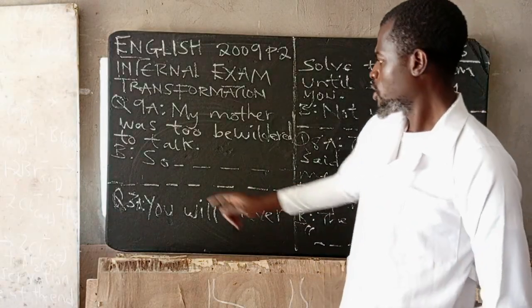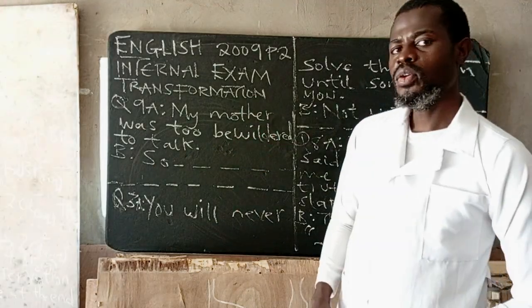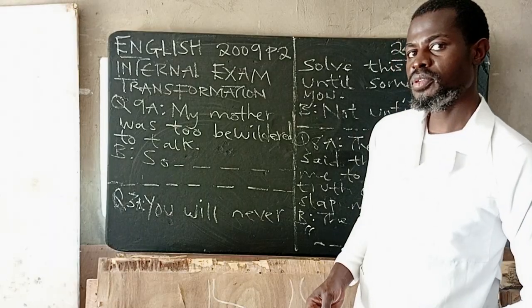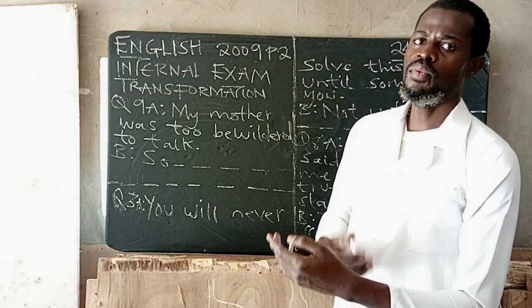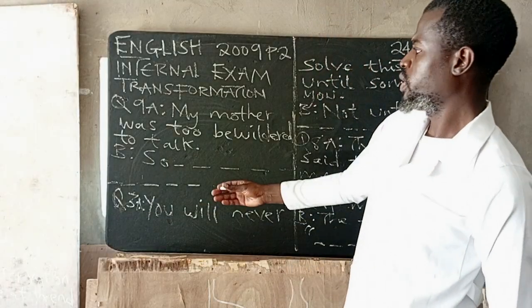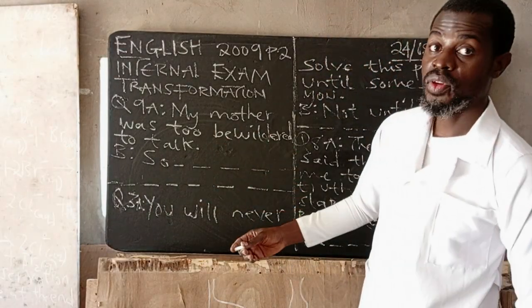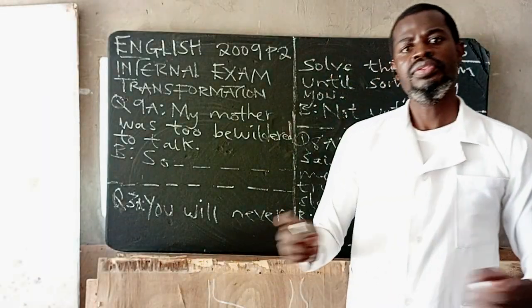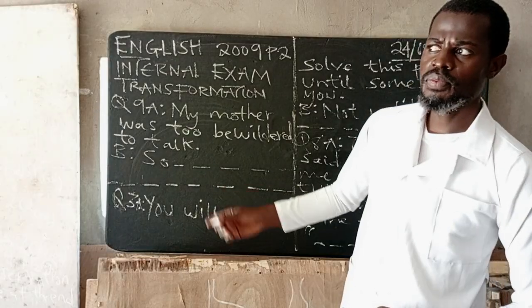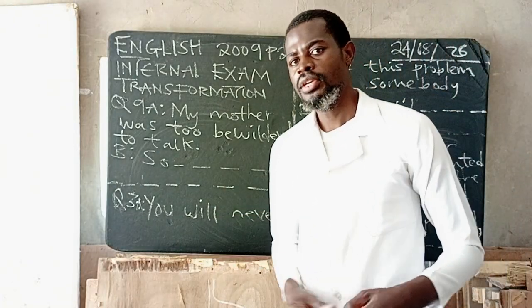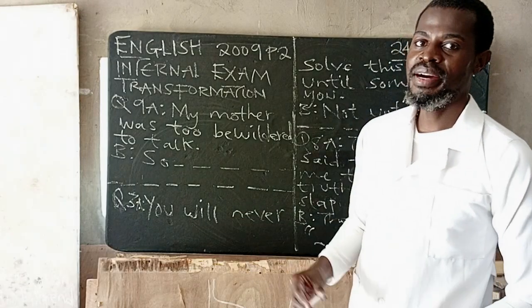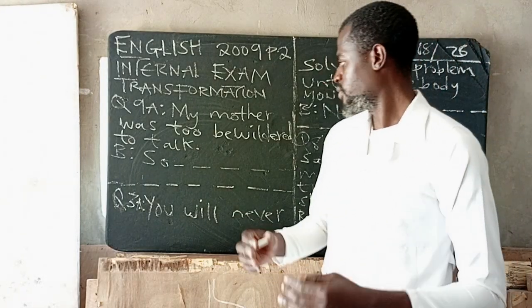So the answer is, so bewildered was my mother. Remember, the inversion structure is supposed to start with the auxiliary verb was before my mother, because we started with so. So bewildered was my mother. So goes with that. Too goes with that. So bewildered was my mother that she could not talk. That she could not talk. Remember the not is a negative word, like I said.